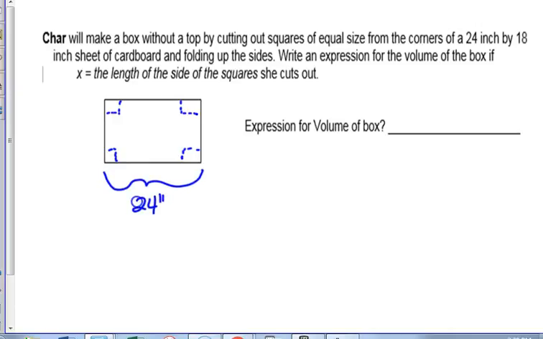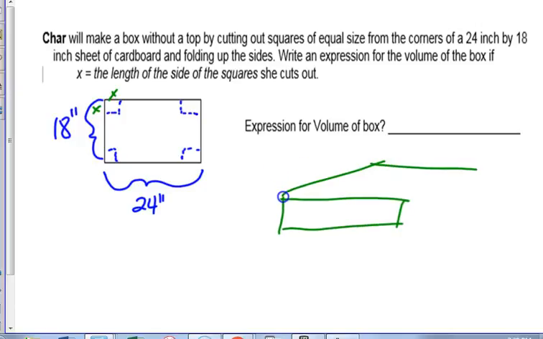This is 24 inches. This is 18 inches. Last time I used my daughter's name in a question. It's not how she spells it anyway, but her name is Charlie. Okay. 24 inches, 18 inches. She's cutting out little squares that are X by X. Yeah, because she's a math teacher's daughter, so she has to do stupid things.